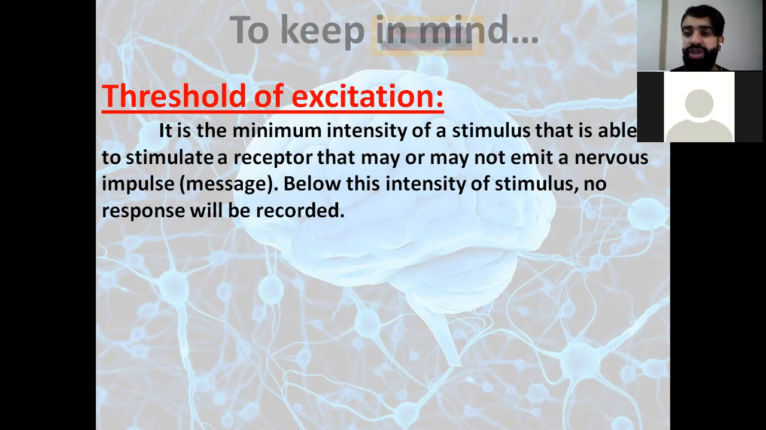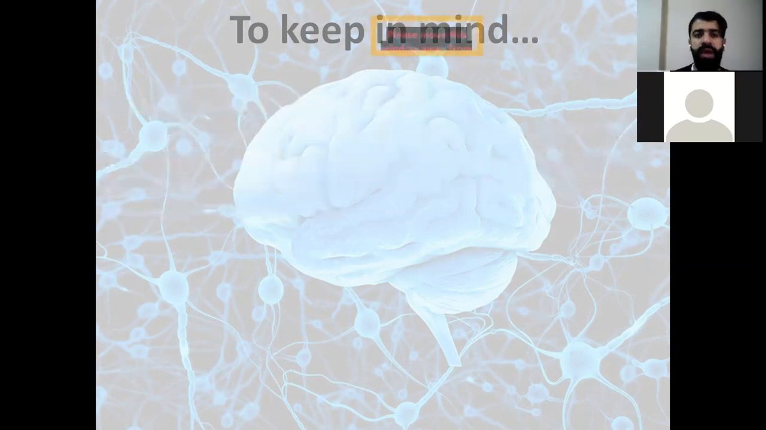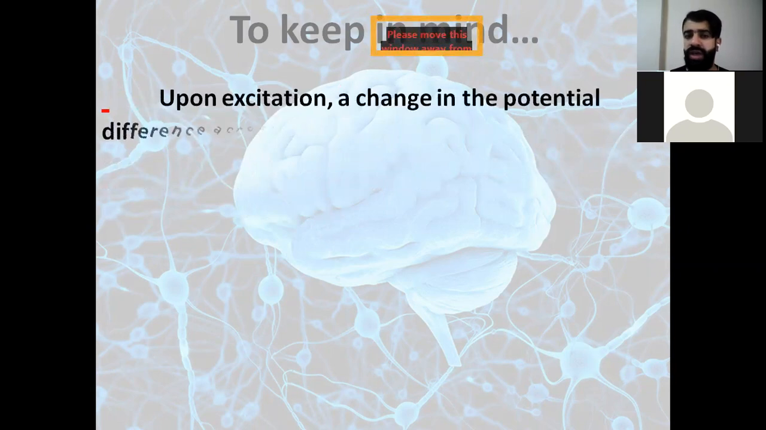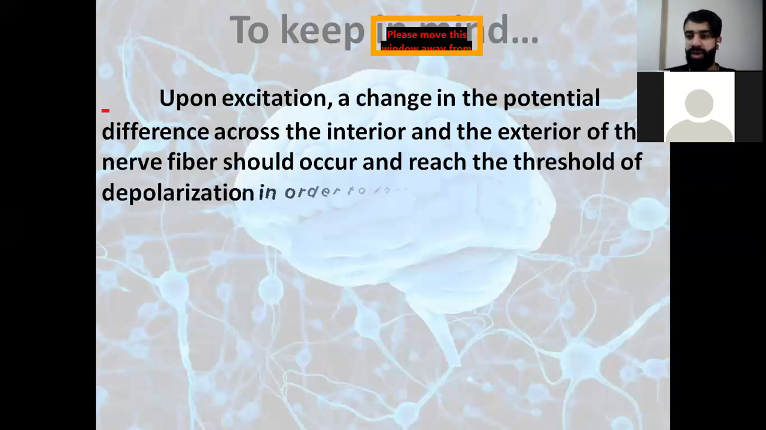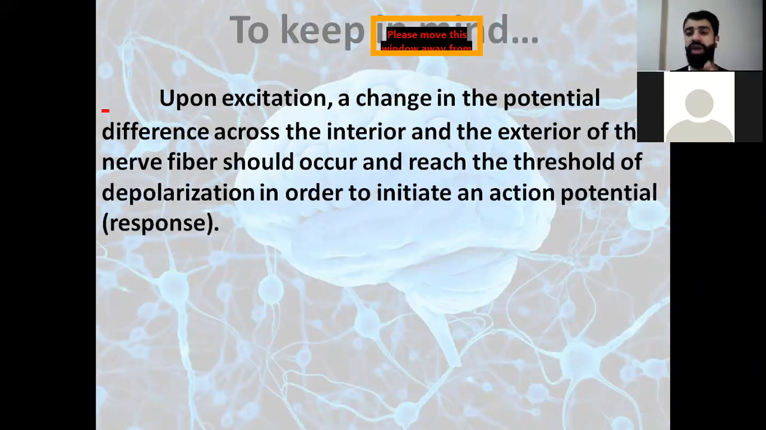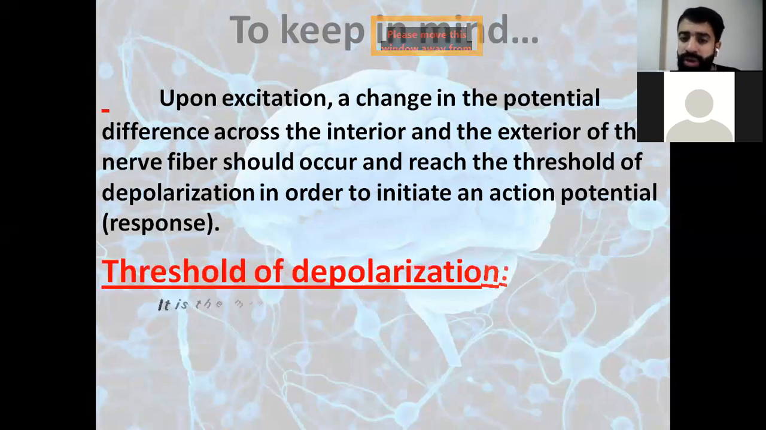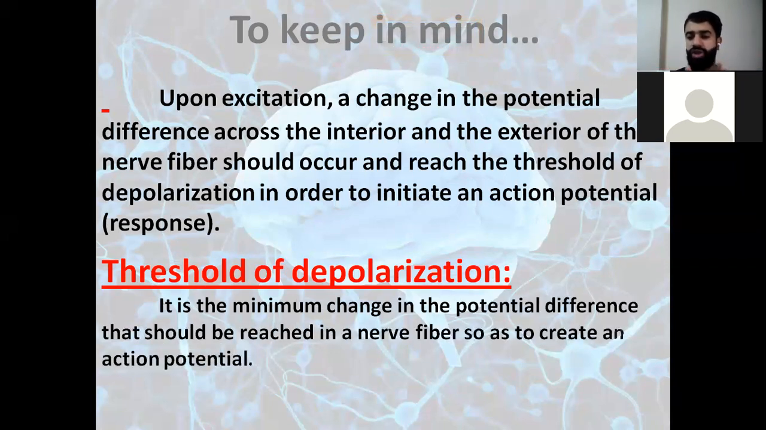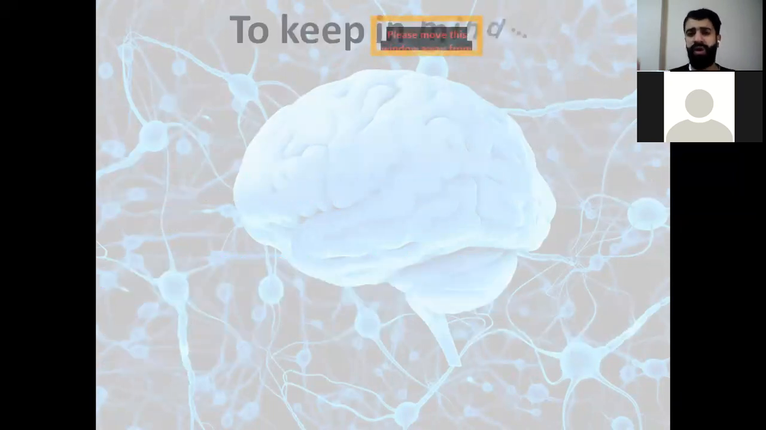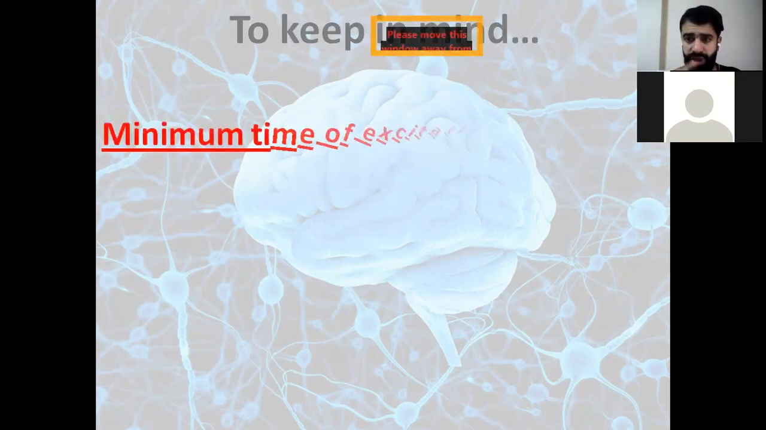This is called the threshold of excitation. Also, upon excitation, there is a change in the potential difference across the interior and the exterior of the nerve fiber. This change in the potential difference should reach the threshold. If we reach the threshold, we will cause an action potential. If not, we won't reach an action potential. So the threshold of depolarization is the minimum change in the potential difference that should be reached to create an action potential. This will be more clearly explained when we reach the experiment.